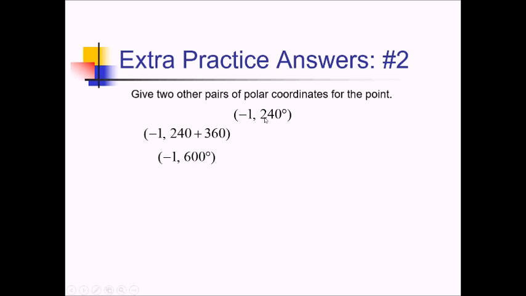Another thing you can do is you can change the sign of the radius, and either add or subtract 180 to the angle. So we could call this 1, and then we could do 240 plus 180 or minus 180, either way. So this would be (1, 420) in this case. But you also could have done (1, 60) degrees, either way.